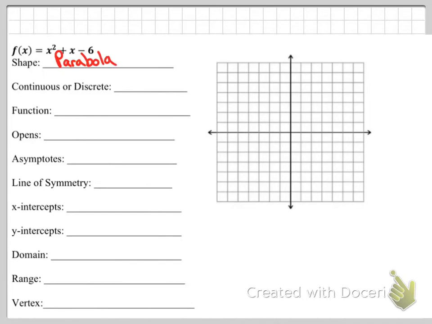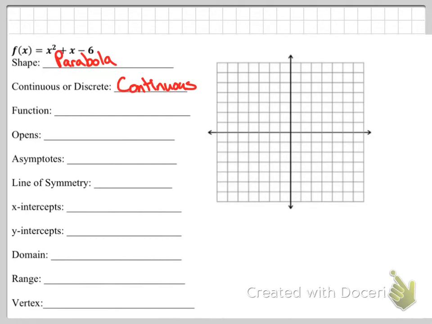Okay, is it continuous or discrete? When you make your table or whatever you're going to do to graph this parabola, is it a bunch of random dots, or do you connect the dots? We all know you connect the dots on a parabola, so it is continuous. Is it a function? Okay, let's answer all this other stuff after we graph it.